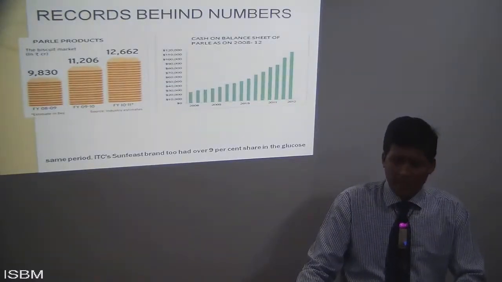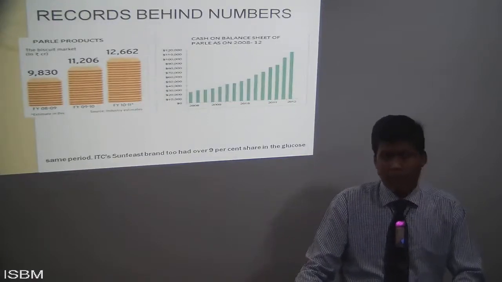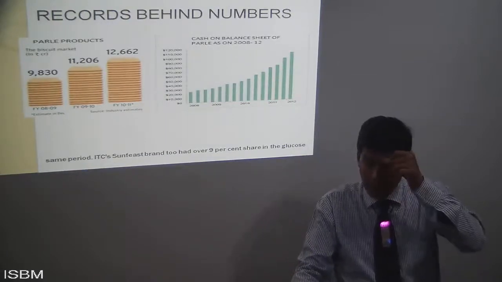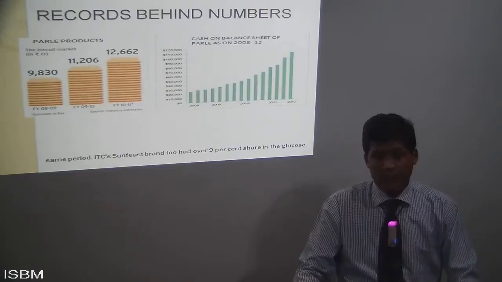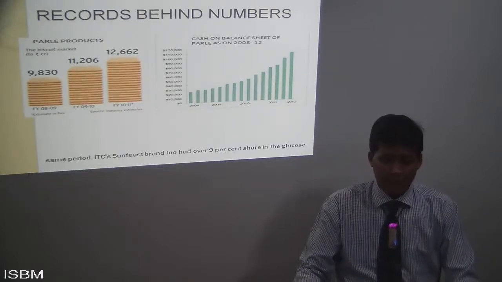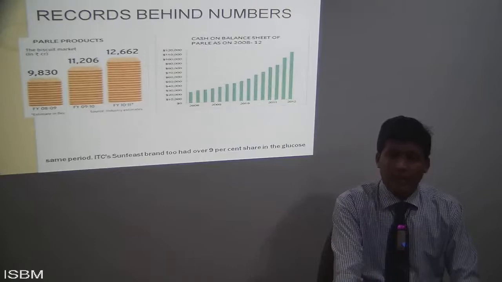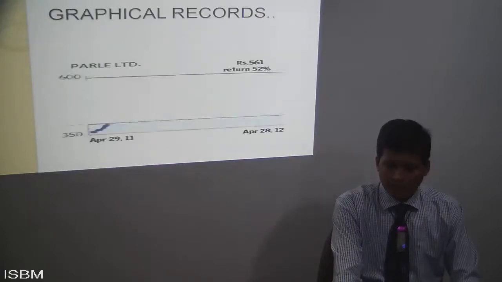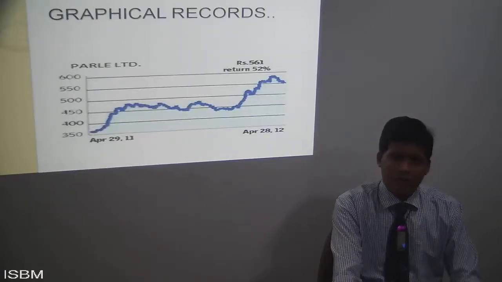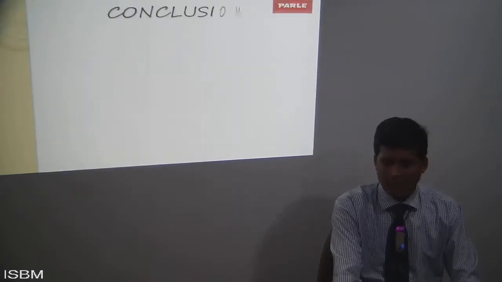ITC Sunfeast brands too has over 9% market share in the glucose category. So if you see, the major chunk in the glucose category of biscuits has been close to 35-40%. A clear-cut winner across. Graphical records show it has been steadily rising over a period of time.